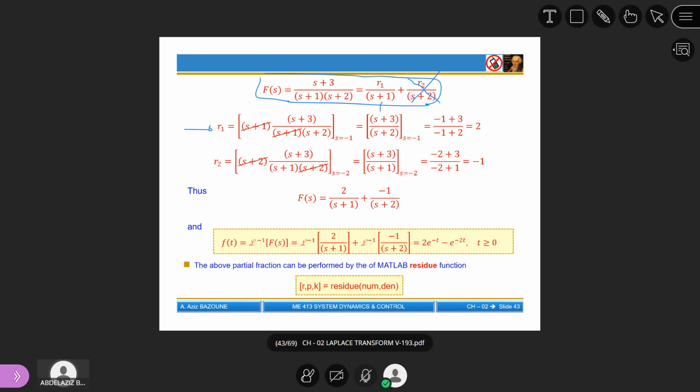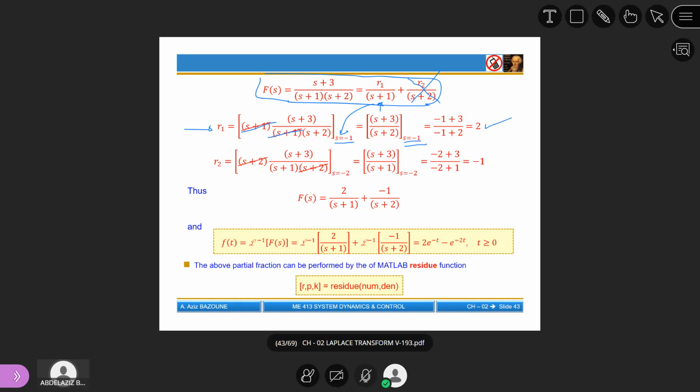Here the pole is S equal to minus 1. So I will substitute: S plus 3 over S plus 1 times S plus 2, and I substitute for the pole, because the pole here is S equal to minus 1. I simplify S plus 1 with S plus 1, and I will end up having S plus 3 over S plus 2. You substitute S equal to minus 1. This will give you minus 1 plus 3 over minus 1 plus 2. Minus 1 plus 3 gives you 2. 2 minus 1 is 1, so this will be 2. This is R1.